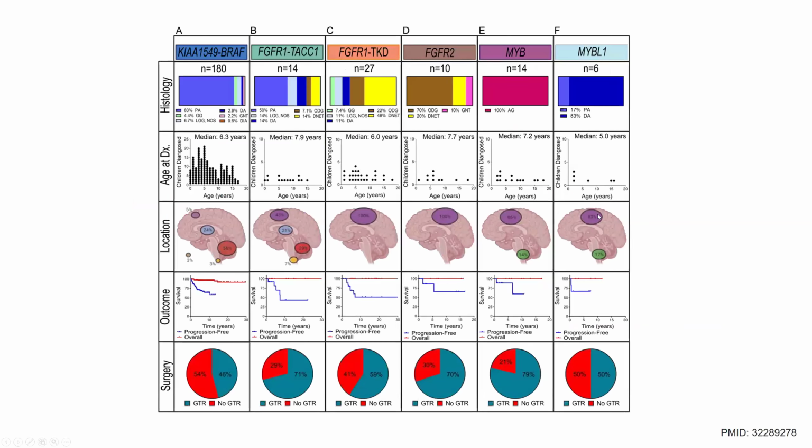And then this is just showing the location of these MYB and MYBL1 altered tumors. Most of them are supratentorial. Occasionally they can be found in the brainstem. And the overall survival here for both groups are these red lines here, and there's nearly 100% survival. So good prognosis. So it's important to identify these from other low-grade diffuse astrocytomas.